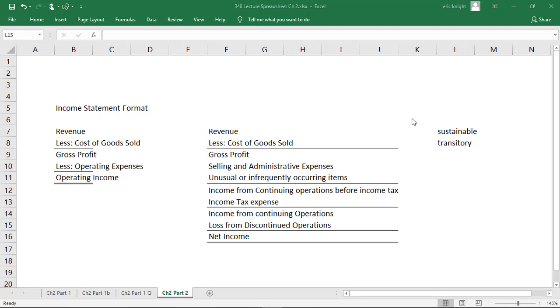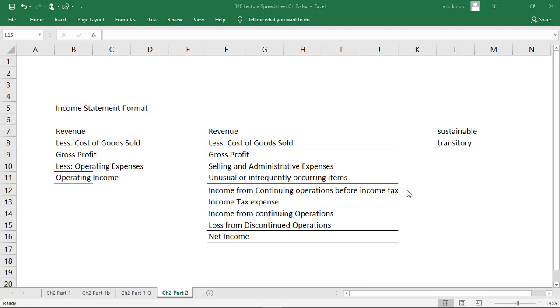So kind of walking down this income statement, we see the revenue, which is what's coming in, minus the cost of goods sold, and that gives us the profit. So this will give us our gross margin to see what kind of markup we have if we're selling goods. Then we subtract from that our selling and administrative expenses. These are normal day-to-day items such as your payroll, your accounts payable, your accounts receivable, your accounting department, your customer service, your marketing department. Then we have here the unusual and infrequently occurring items that we kind of covered last time. These are our transitory items.